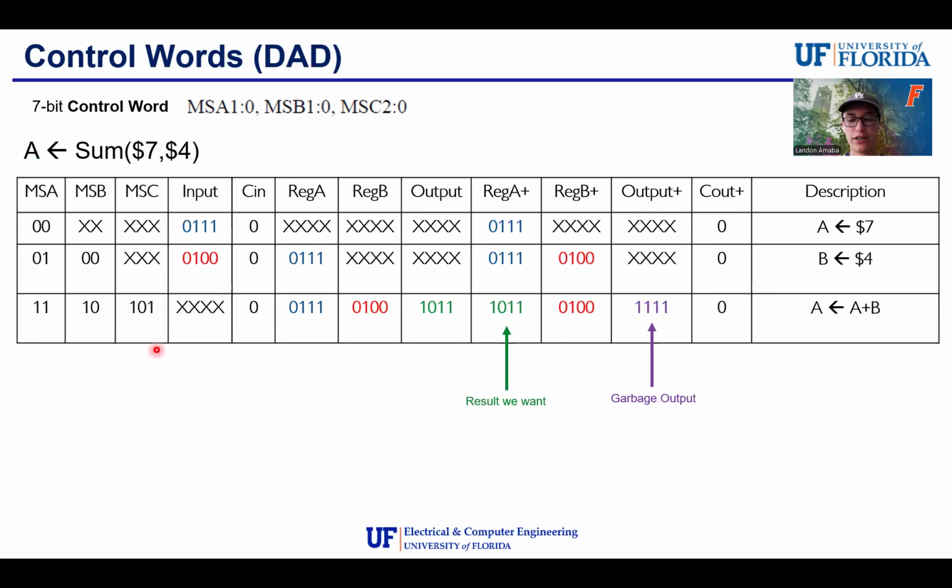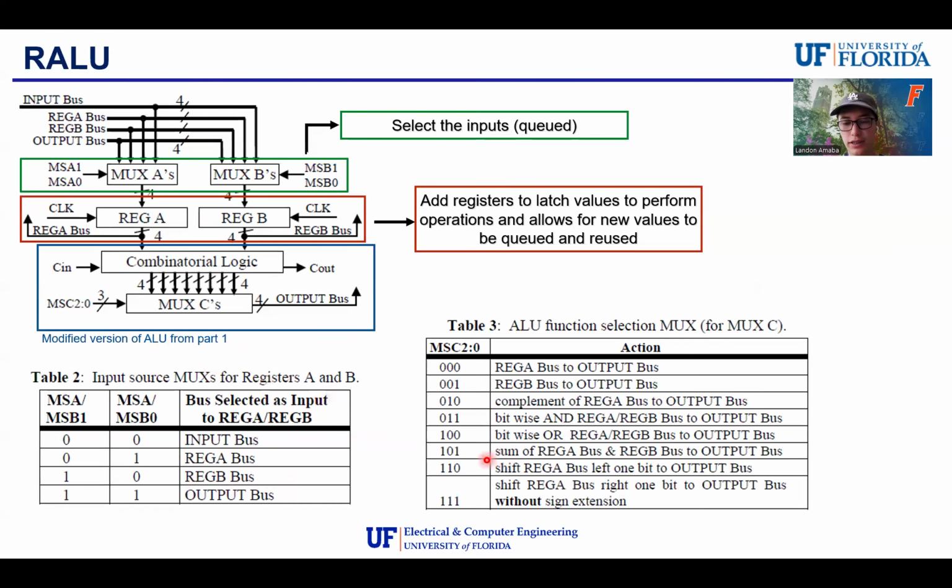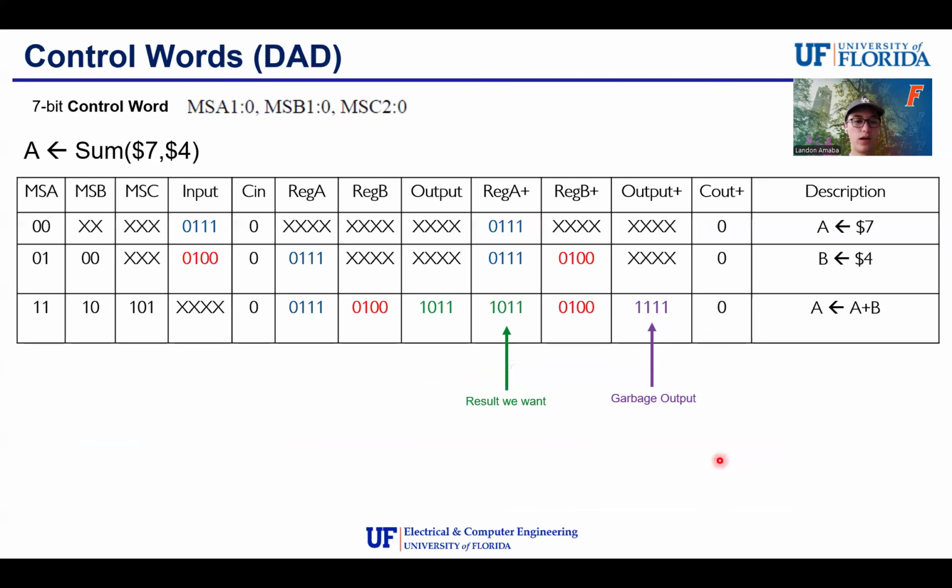And then now we can see our operation 101. Here it's going to be the sum of register A bus and register B bus to the output bus, which is what we want. So you can see now we have our 7 and our 4, which again is the same as reg A plus and reg B plus. And now we have our desired output. So when this system is clocked right here, since we defined output bus to register A, this gets jumped into register A, and it basically overwrites this previous value. So this is the result we want.